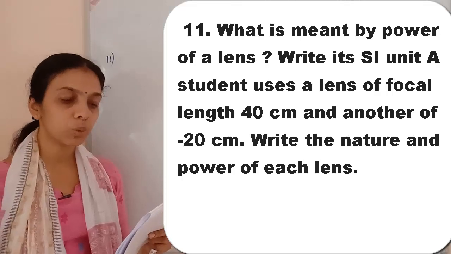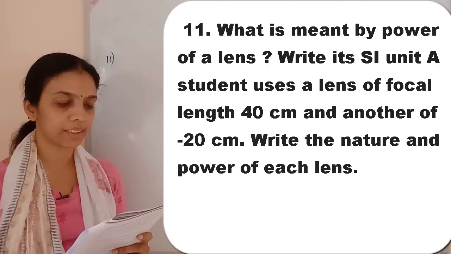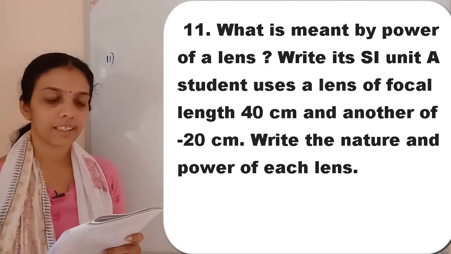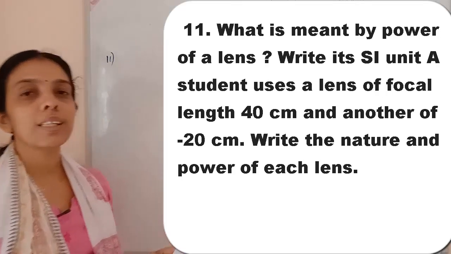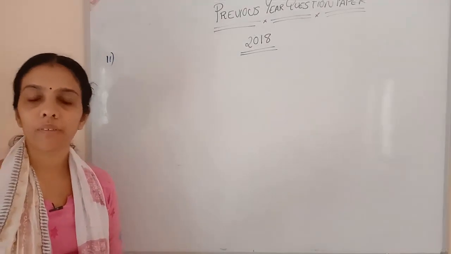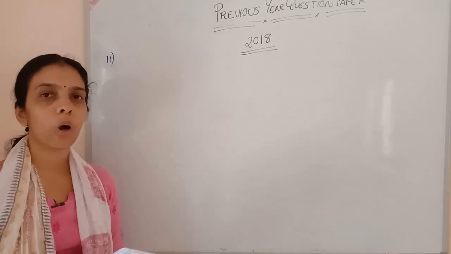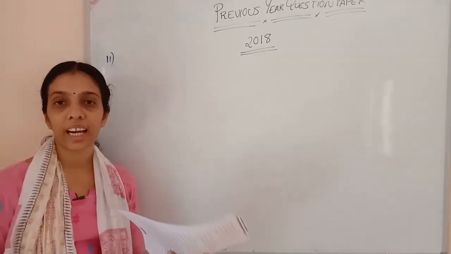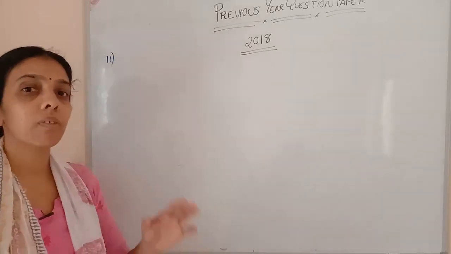A student uses a lens of focal length 40 centimeter and another of minus 20 centimeter. Write the nature and power of each lens. What is meant by power of a lens? Power of a lens is the reciprocal of focal length, or it is the ability to converge or diverge the light ray. That is called the power of a lens.